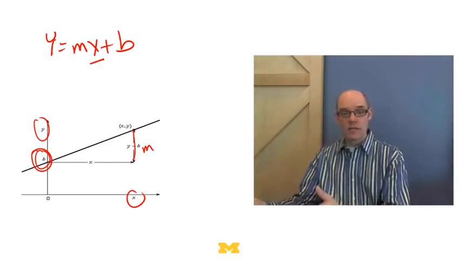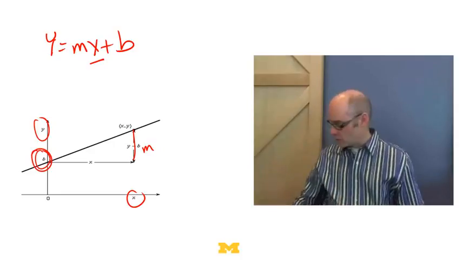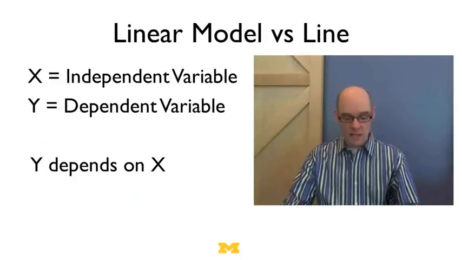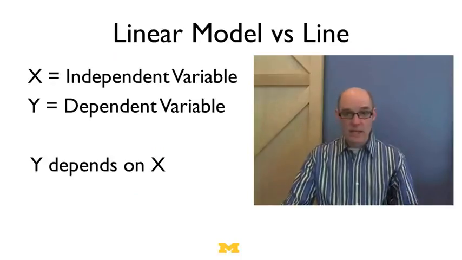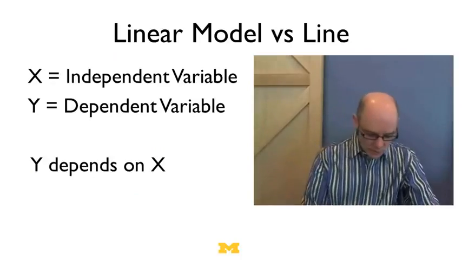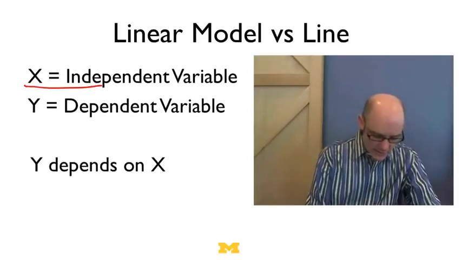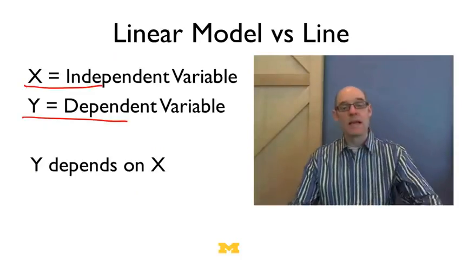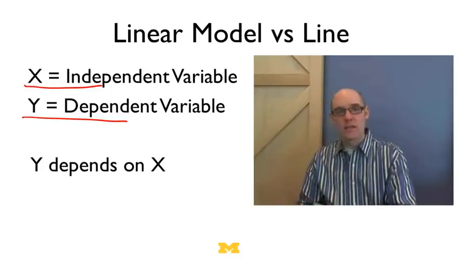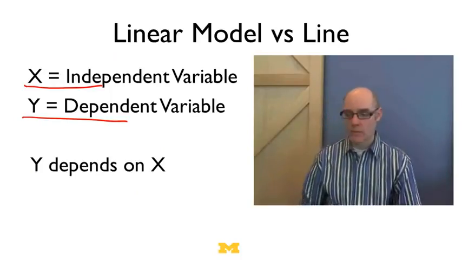If you increase x by 1, how much does y increase? Now remember I talked about the difference between a linear model and a line. In a line, we just have that equation y equals mx plus b. In a linear model, what we're assuming is that there's some independent variable x, there's some dependent variable y, and y depends on x. So we're assuming that x somehow causes y to occur.